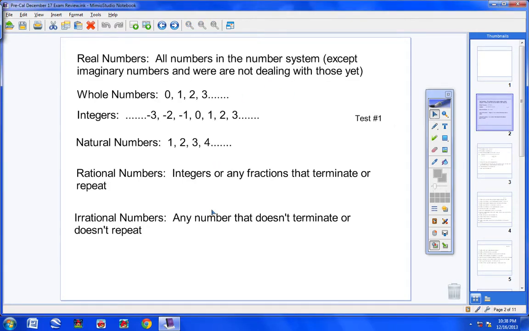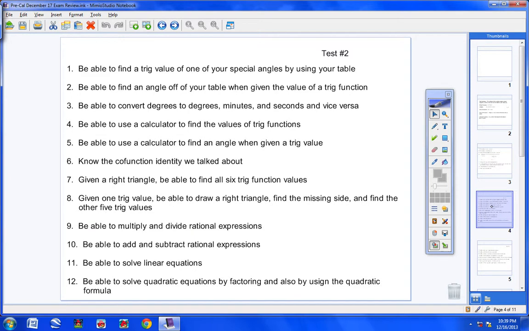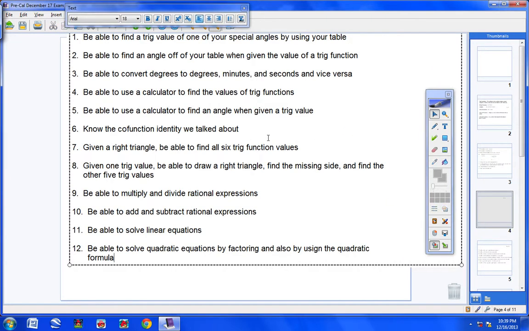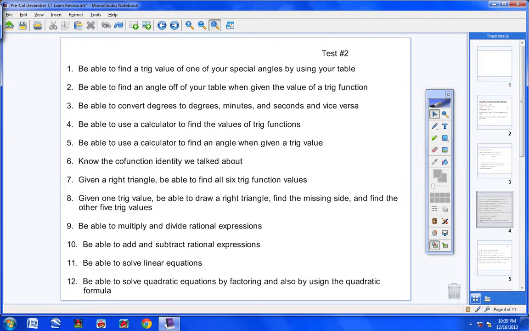This is test number 1. Know these 6 definitions. Know all of this stuff here that we went over. I'm not going to read it, of course, every day. Test number 2, we talked about these 12 topics right here. Know these topics right here and you're responsible for those.